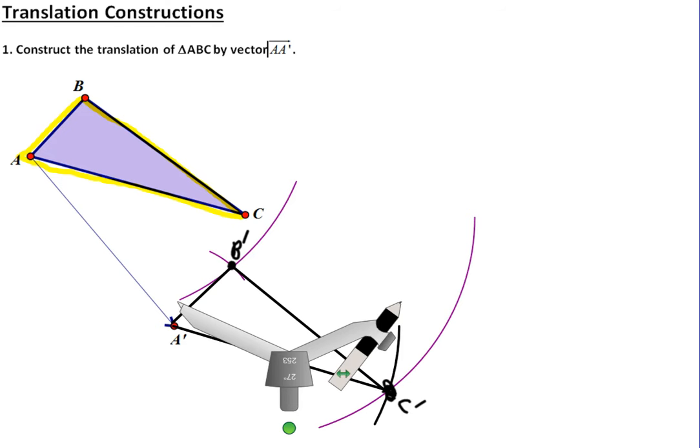All right. A quick little review of what I did. We measured from A to A prime.